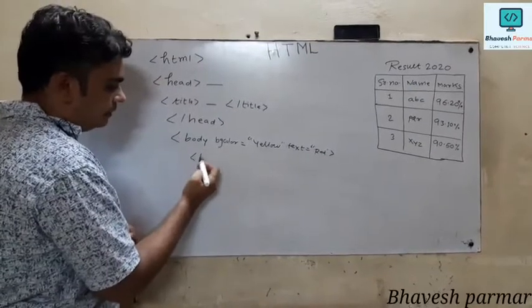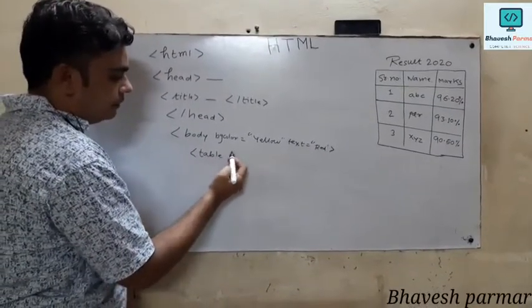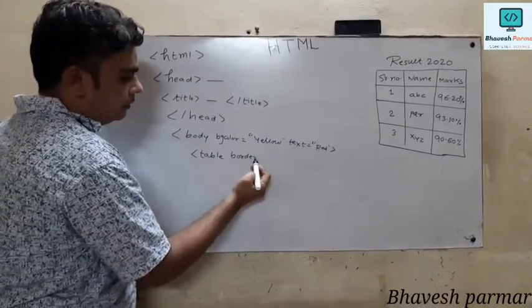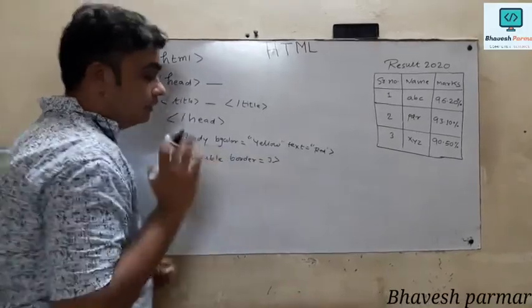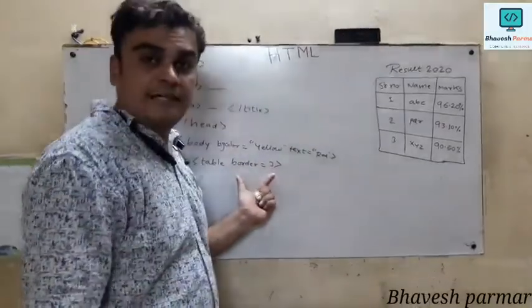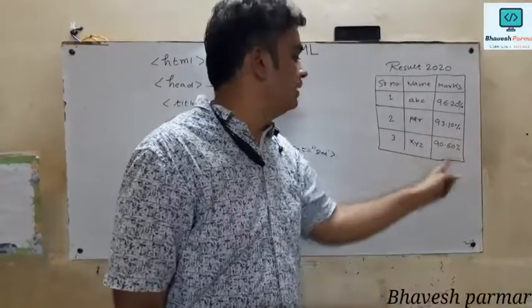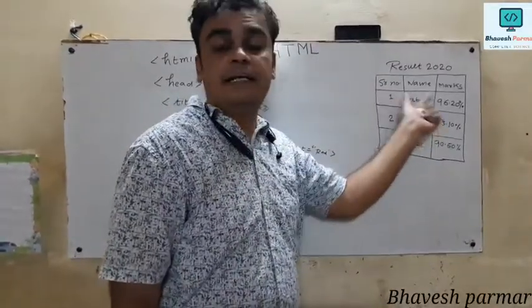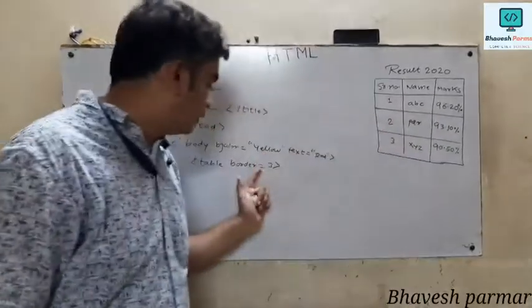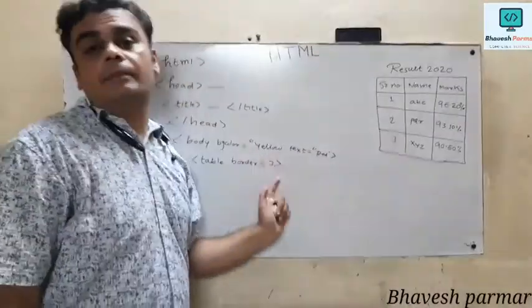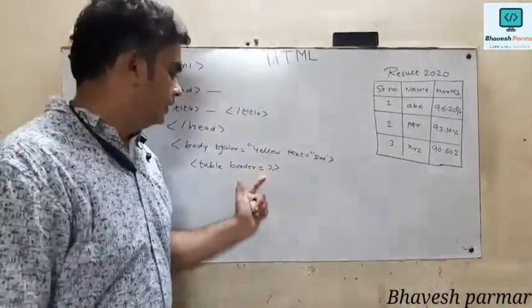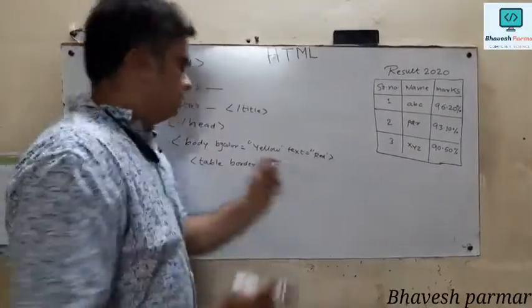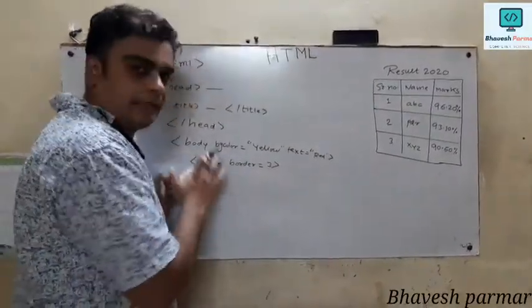Thereafter I am using the table tag, table, border is equal to 3. Now why am I closing this tag? Because this table is a normal table, meaning there is no gap between neighboring cells. So that's why I am not using the cell spacing and cell padding attributes. Got it? Thereafter I am going to fill in the next information.